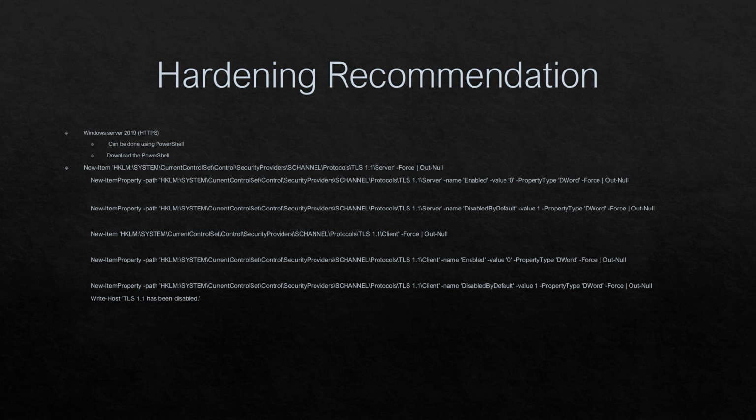So for the hardening recommendation for the HTTPS, it's considered very easy to do. You can actually do it by using PowerShell. The first thing you have to do is make sure you download the PowerShell into your system. Once it is downloaded, then you write the code that I put here.